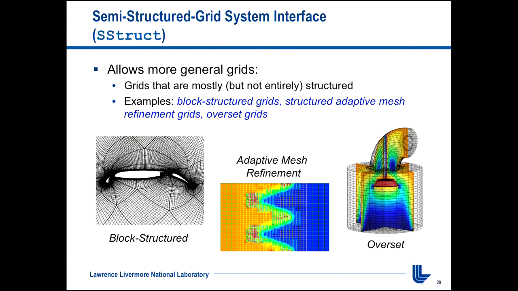Okay, so on to the next interface, which is a semi-structured grid interface. Again, this is a problem that has a lot of structure in it, but not entirely. Some examples might be this block structured grid here, structured adaptive mesh refinement, which you'll hear more about, or even overset grids, where you have structured grids that overlap arbitrarily. These can all be described through this interface.